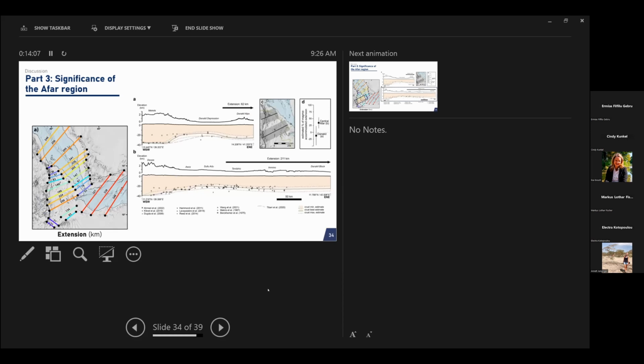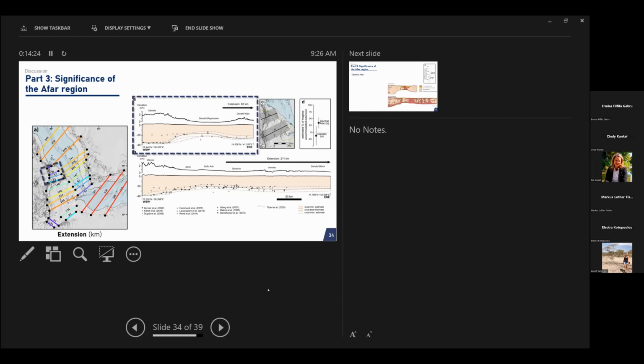And then we look at Moho depth, the crustal thickness. And when we look at it in the central Afar region, it's not that thin. It's maybe something like 25 kilometers, 23 kilometers thick. So it's not too thin for having experienced more than 200 kilometers of extension.